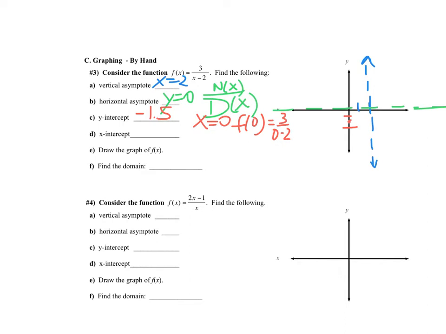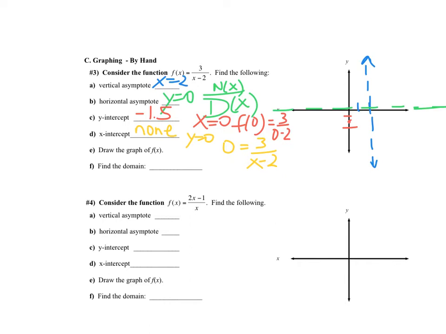All right, the x-intercept would be the zeros of the numerator. That's when you let y equal 0, or f of x equal 0. So I would let 0 equal 3 over x minus 2, and you cross multiply and 0 equals 3. So the x-intercept would be none. There's no x-intercept. And you're thinking, of course there's no x-intercept, there's a horizontal asymptote there. That doesn't matter. That is not the case all the time, so don't just think of that. But this one does not have an x-intercept.